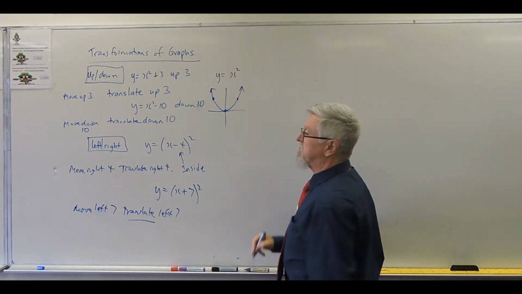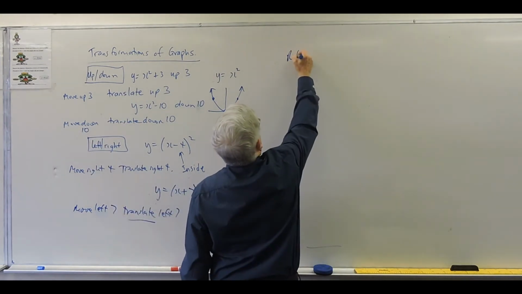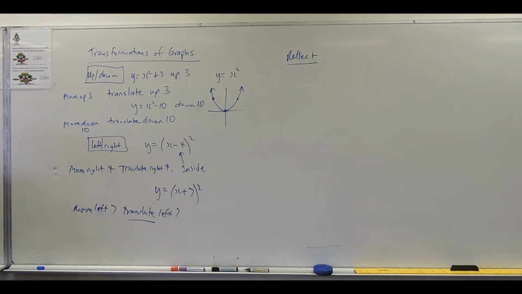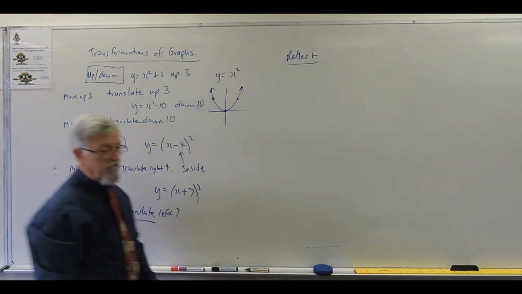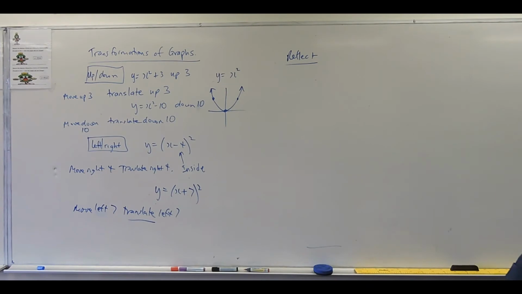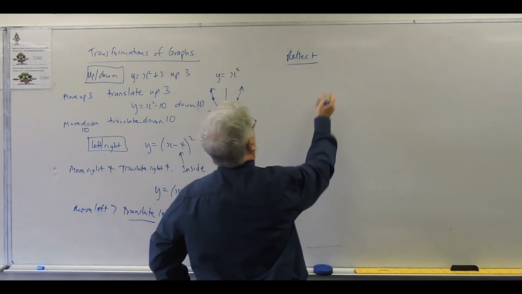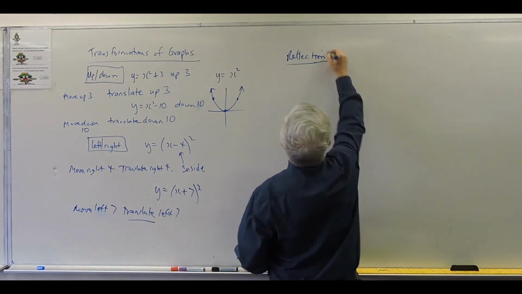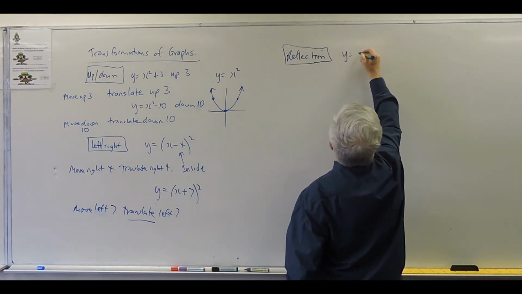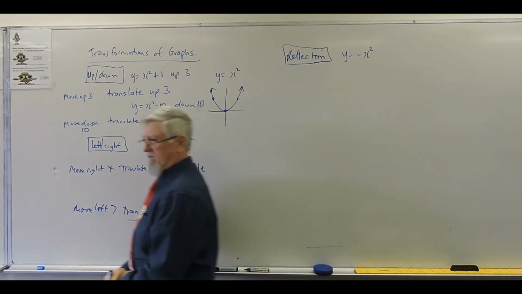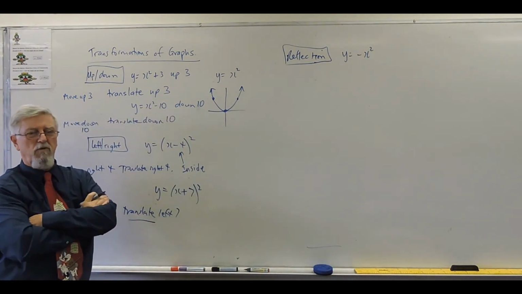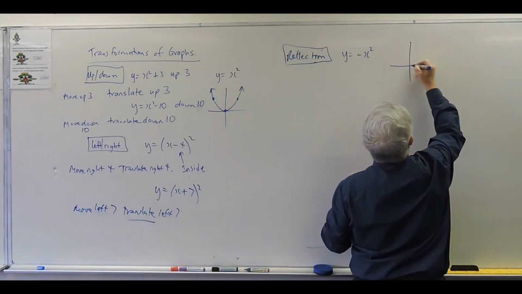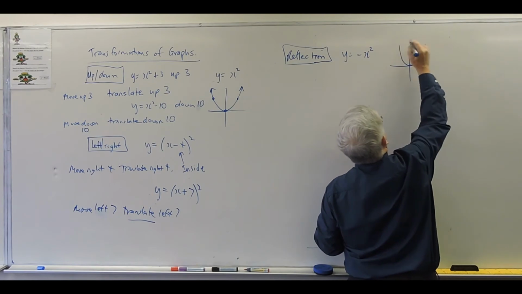Up and down, left and right. What's the last one left? Reflect, or reflection. How do we do those? I go to the minus of x squared there. Now here's the annoying part. This is why we usually don't teach it with parabolas, but this one is really obvious. If I had that parabola there and I put a minus there, what do I do with it?